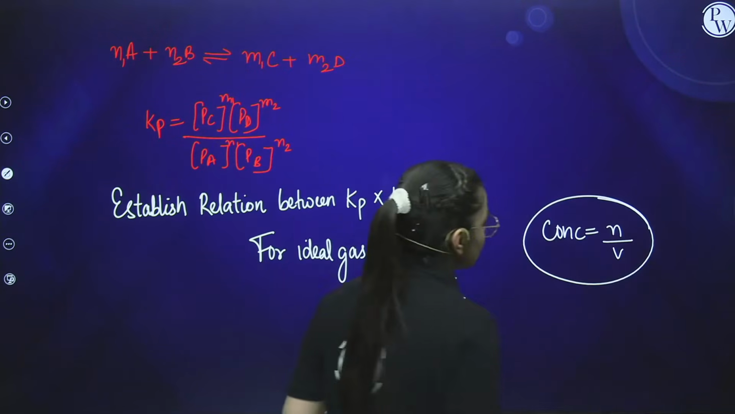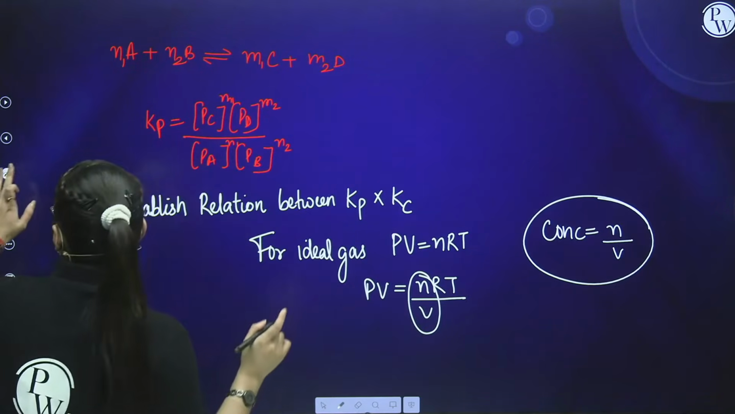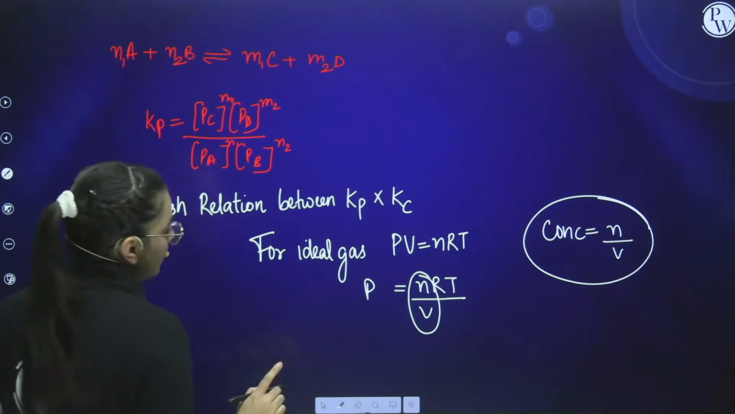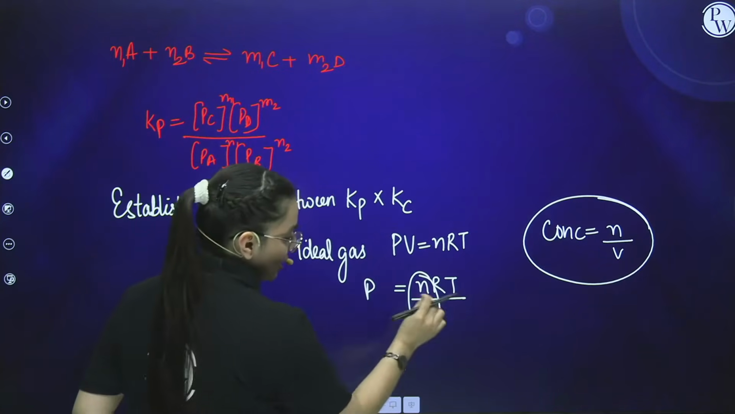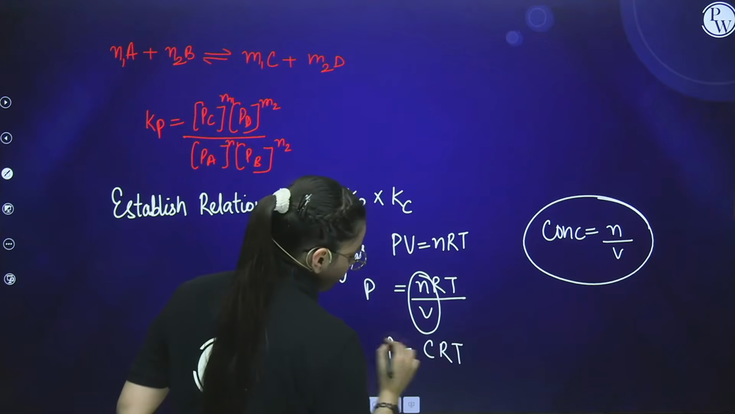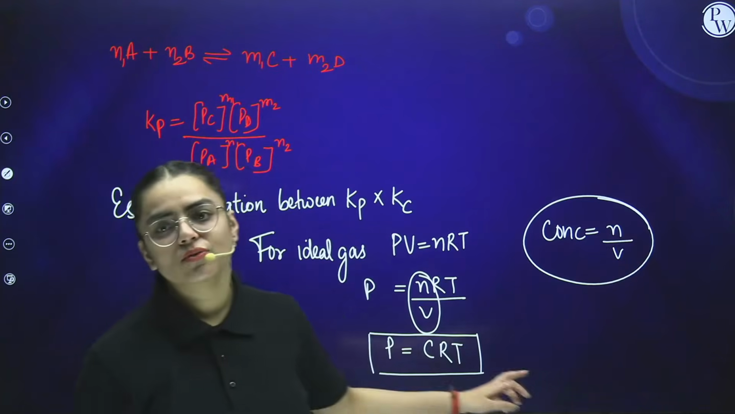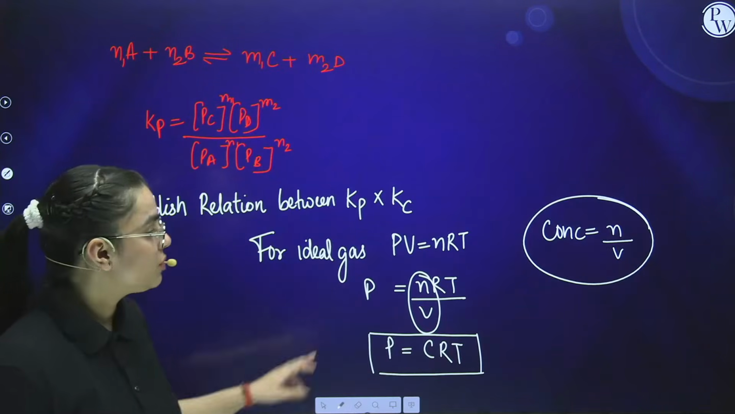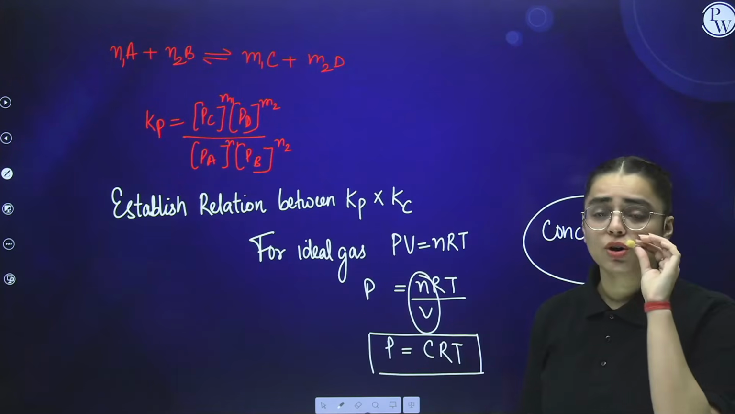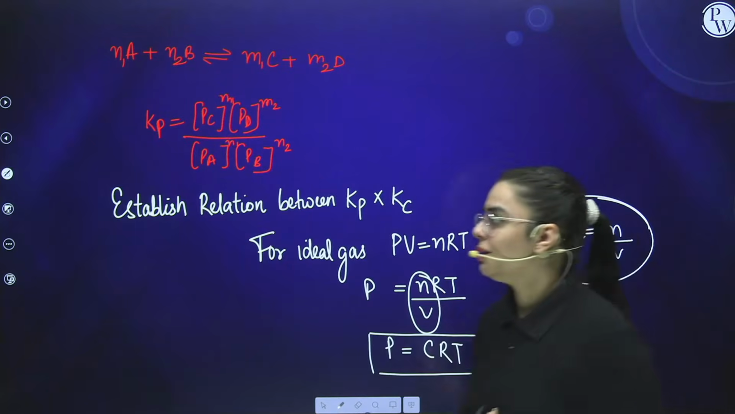So if I replace concentration over here, what am I going to get? I have taken this V below, so here V will not come. Now P is equal to C into RT, where C is the concentration. This is the formula relating pressure and concentration. Now we are going to equate some of the equations over here. For 1 mole, we are going to establish a relationship between Kp and Kc.